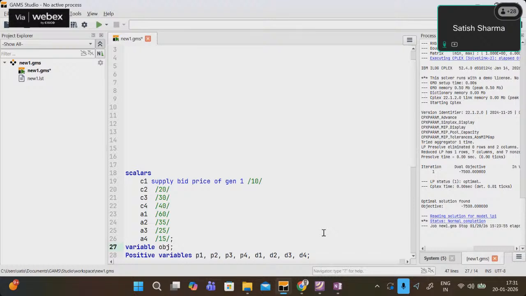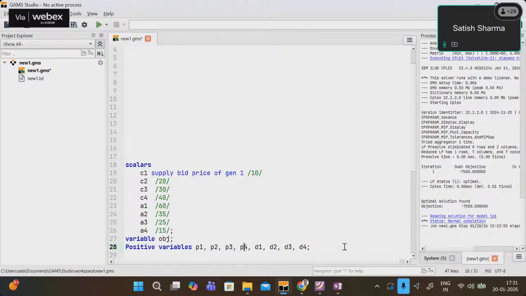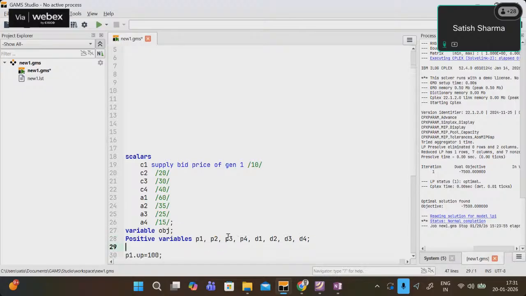Now next part is variables. So I have defined a variable objective. Okay, so it's a new variable. Then I have defined positive variables. Can the demand be negative? No. Can the generation be negative? No. And I'm assuming that the minimum limit is 0 on the demand and generation. So I have defined P1, P2, P3, P4 and D1, D2, D3, D4 as positive variables, and I have defined a variable objective. Then next part is I have to place limits.